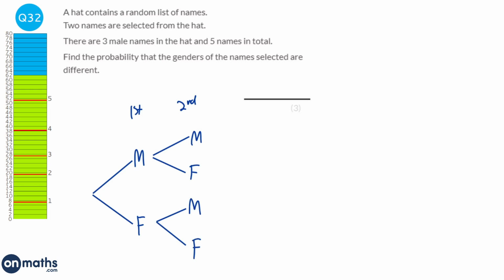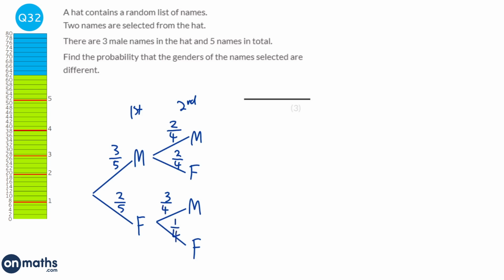And looking at the question, there are 3 male names in the hat and 5 names in total. So the fractions for the first one will be 3/5. If there's 3 male names, there'll be 2 females. Now, if we've picked a male name already, there'll be 2 females left and 4 left in total. If we picked a female, there'd still be 3 males and only 4 left in total, but there'd only be 1 female name left.